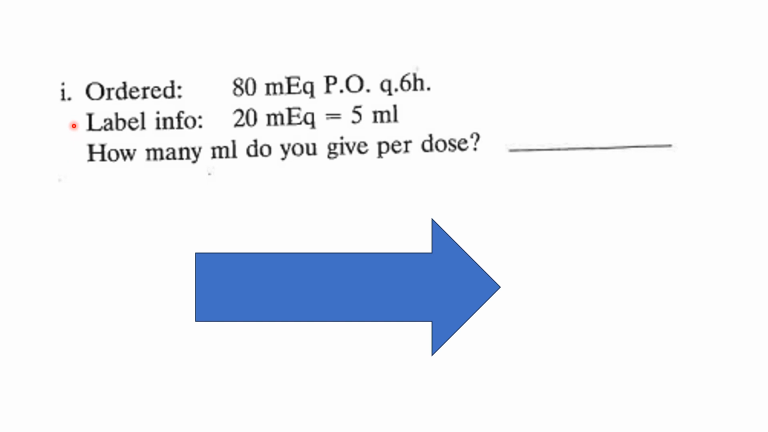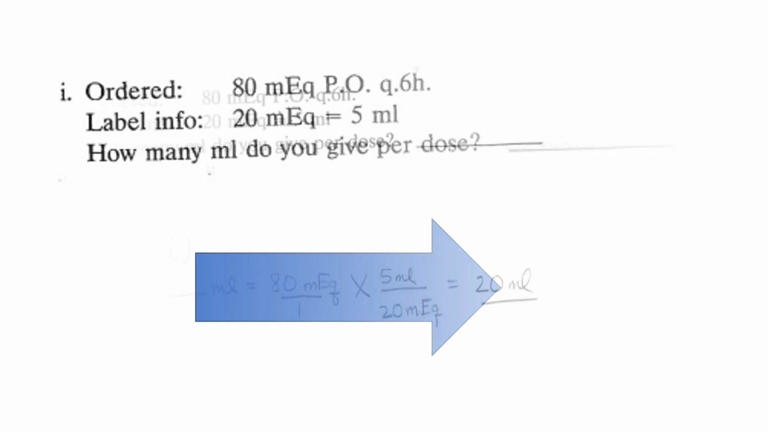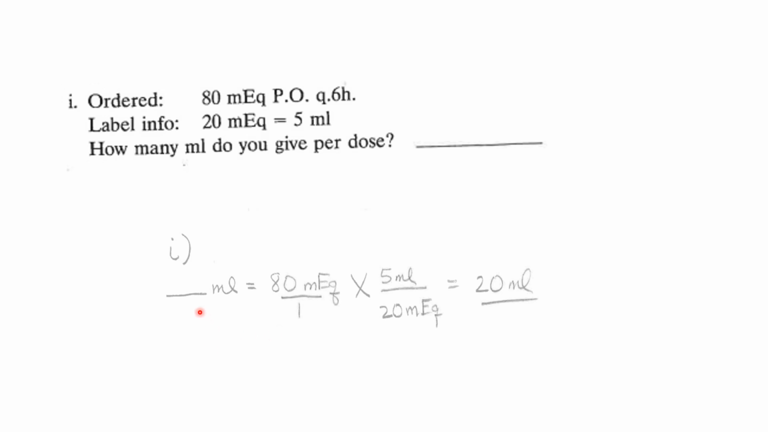Another example, suppose it is ordered 80 milliequivalents orally every 6 hours. The label information was 20 milliequivalents is equal to 5 milliliters. How many milliliters do you give per dose? Please pause the video and give it a try. Let's see how you did. And so you will have number of milliliters. It's 80 milliequivalents over 1 times 5 milliliters over 20 milliequivalents. We want the milliequivalents to cancel, and we get 20 milliliters as our answer.